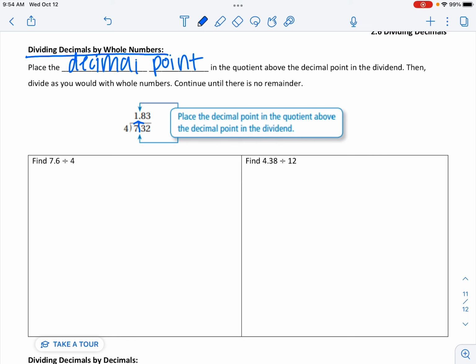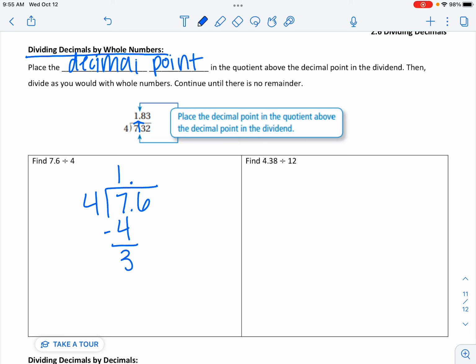Okay, so we have 7.6 divided by 4. My decimal point is going to move straight up, so it's going to go right there. I always do it at the beginning so that I don't forget about it. And then you divide like normal. So 4 goes into 7 one time, so your 1 needs to go above your 7. If you put the 1 above the 6, that would be wrong because there's a decimal point there. So 1 times 4 is 4.